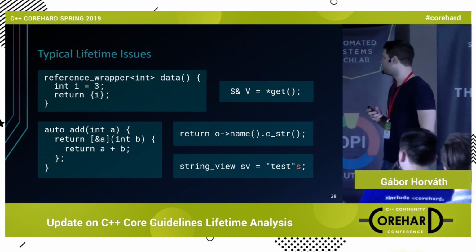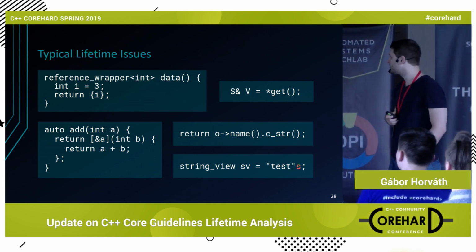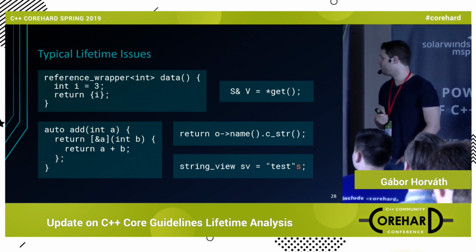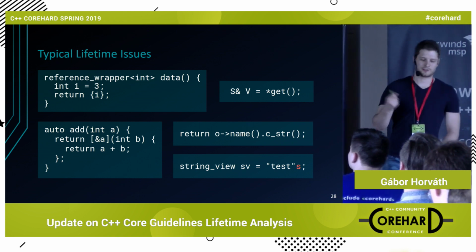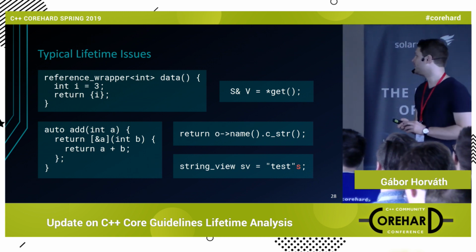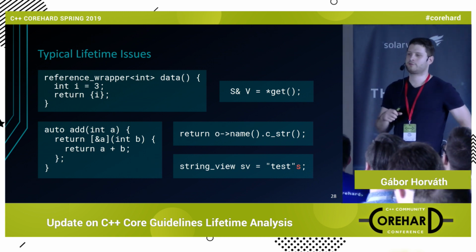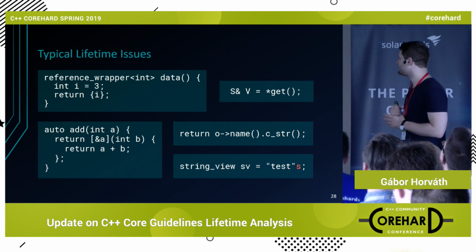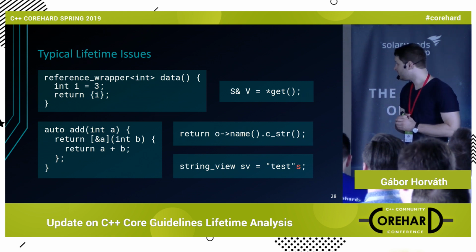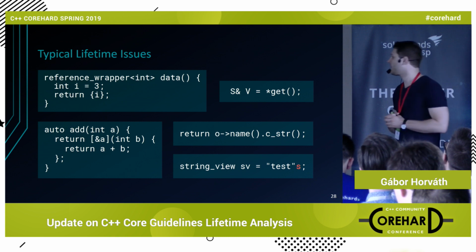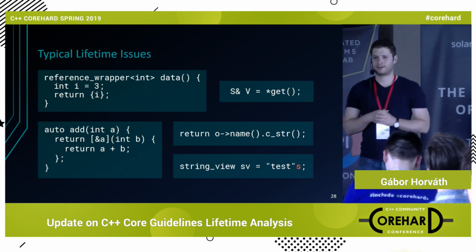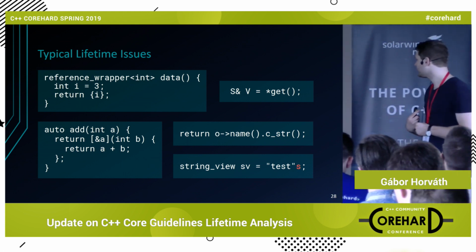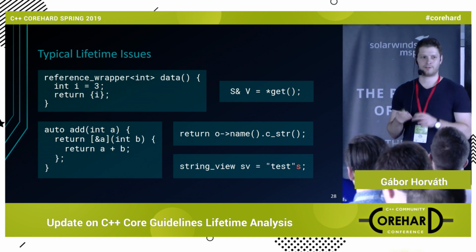And in the third example, we have a lambda that will capture by reference a local parameter, and when we return this lambda, of course this reference will also dangle because the local parameter will be deallocated once we return from the function add. And then later on we have this return statement, and here again we need to know what the signatures are, because in case name returns a reference to a std::string, then this is perfectly safe and perfectly fine.